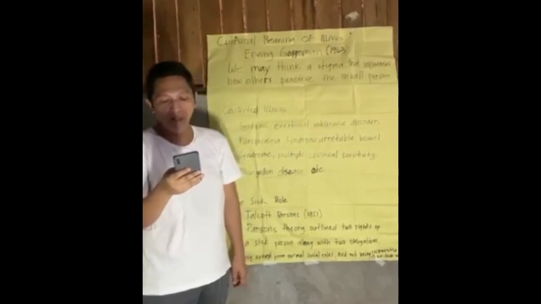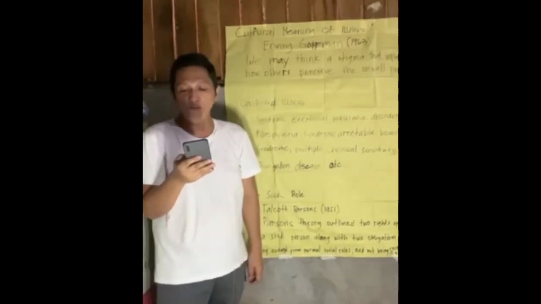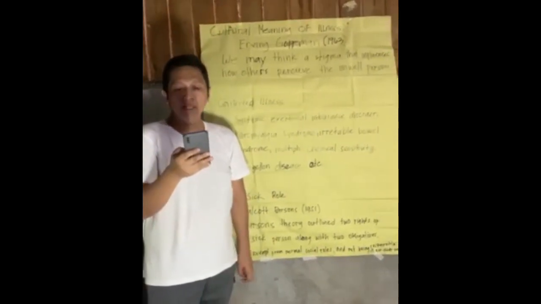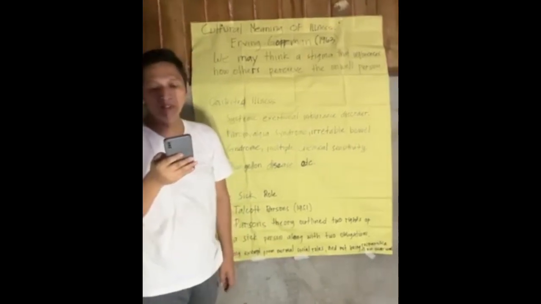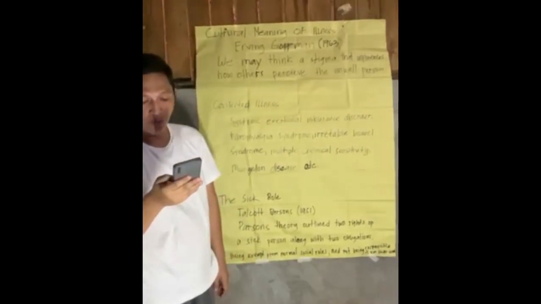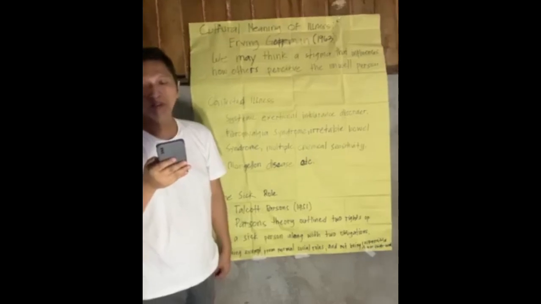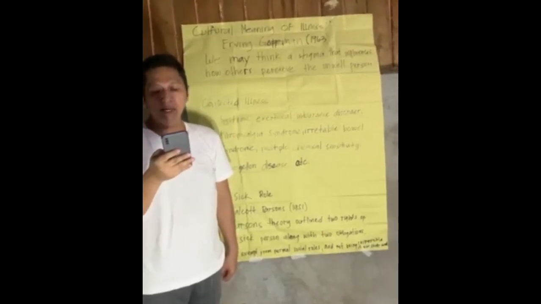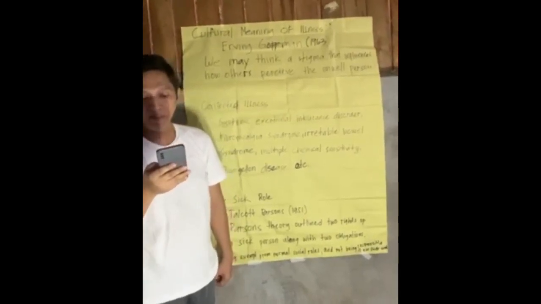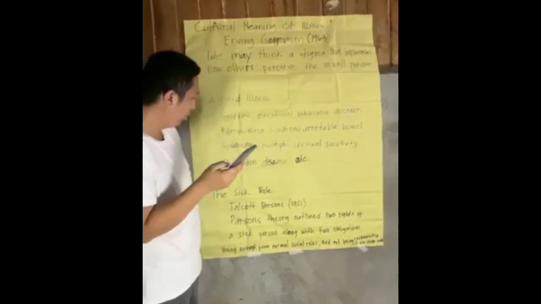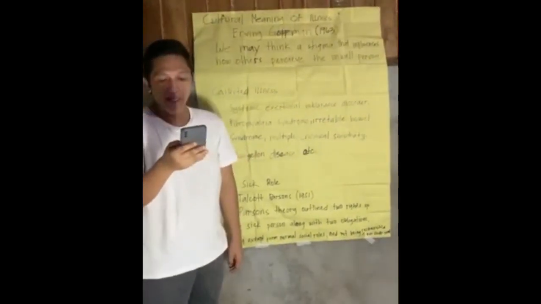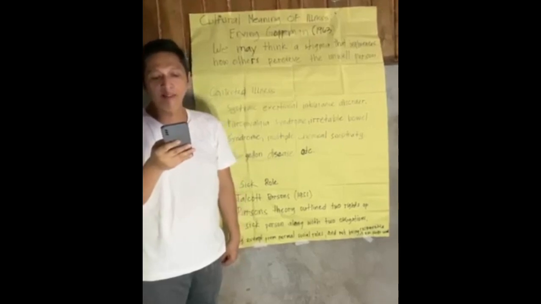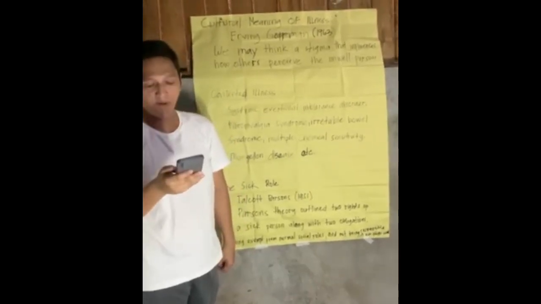So the sick role. Talcott Parsons' 1951 theory outlined two rights of the sick person along with two obligations. The sick person's rights are being exempt from normal social roles and not being responsible for their condition.